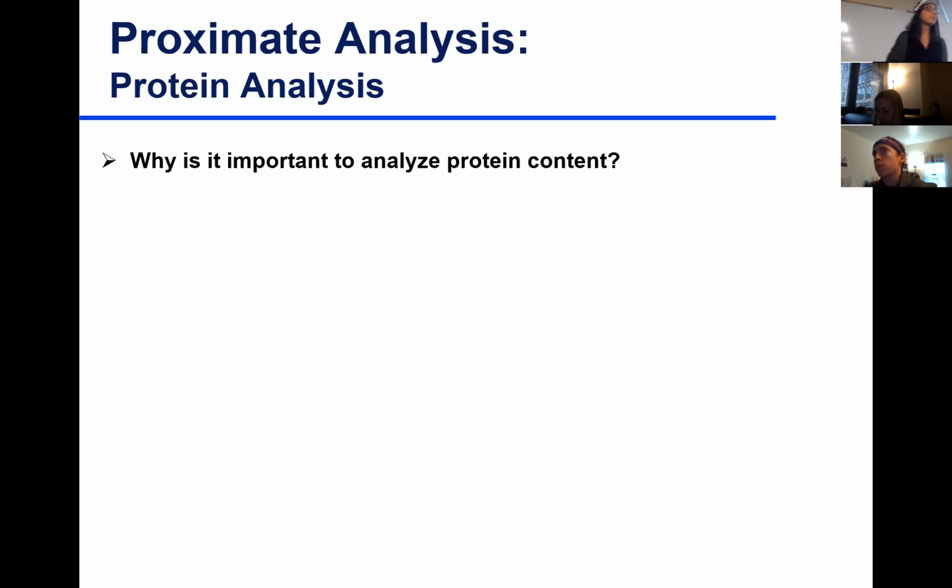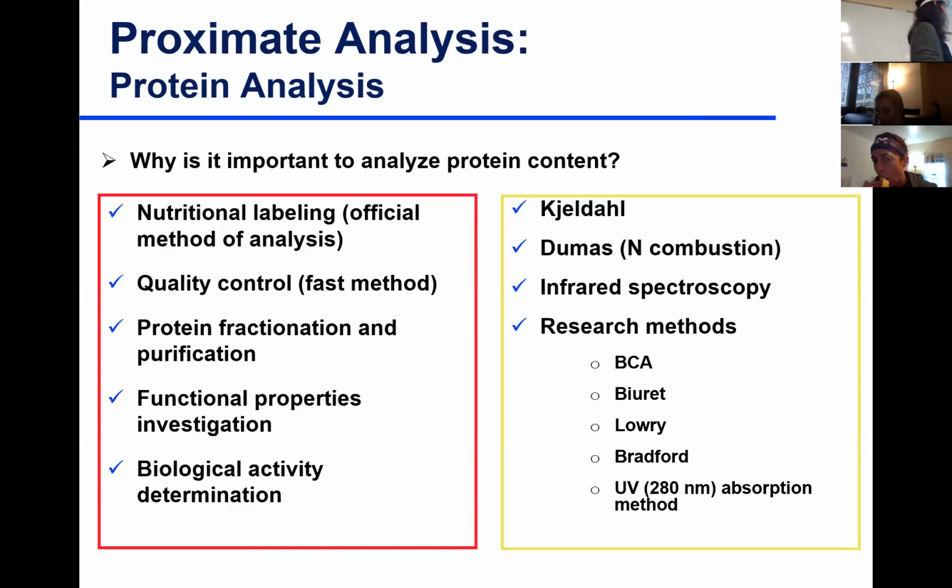What else? Can you think of any other reason we need to determine protein content? Is there a value for it anyway, Shushan? Infant formula. So for nutrition labeling as well. Okay, let's... quality. Yes, quality analysis. So that's very important.